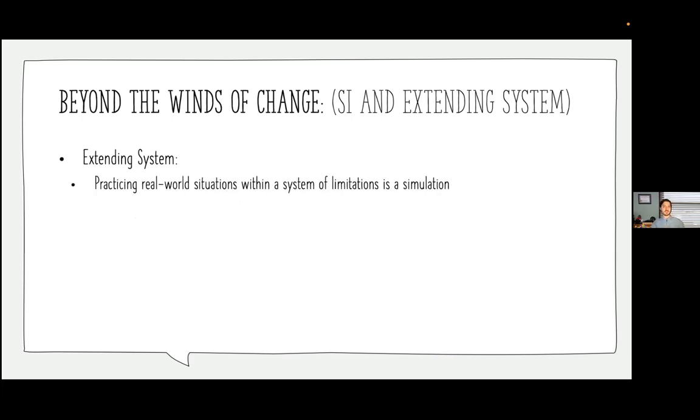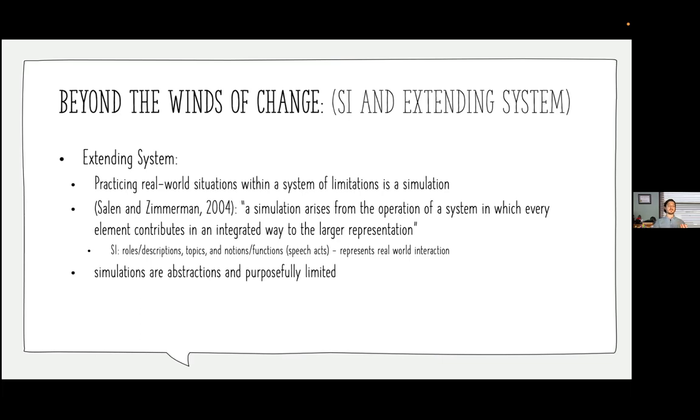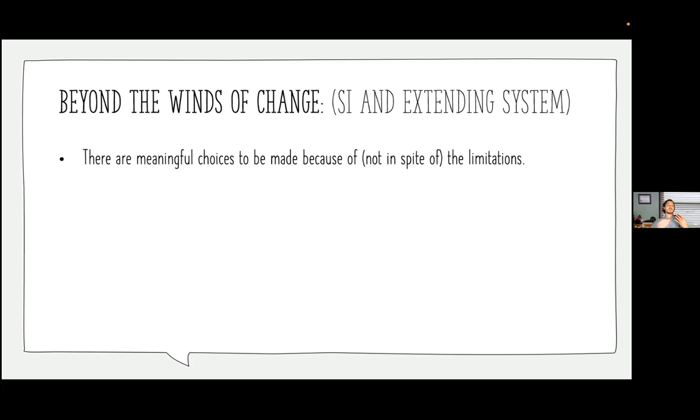Practicing real-world situations within a system of limitations is a simulation. So don't take my word for it, though. A simulation arises from the operation of a system in which every element contributes in an integrated way to the larger representation. And in this case, the representation is real-world interaction, right? It doesn't have to be exactly as real-world interaction. The point is we're making abstractions. So simulations are abstractions and purposefully limited. There are meaningful choices to be made because of, not in spite of, the limitations.